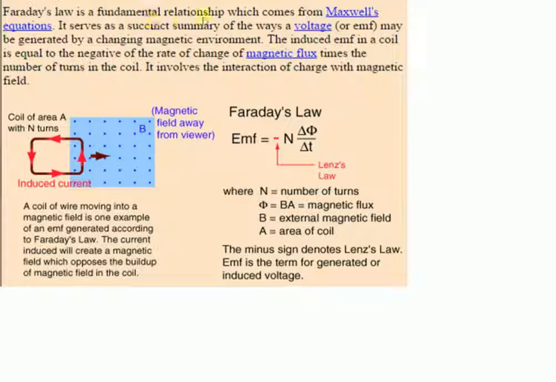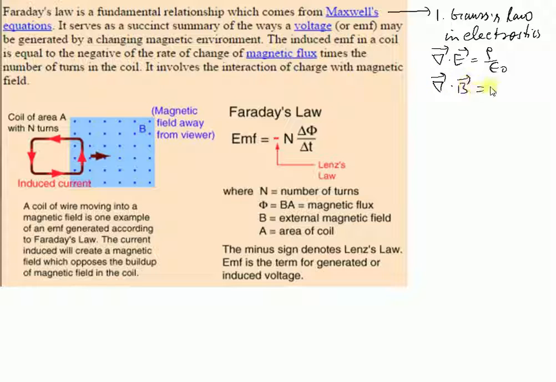Faraday law's fundamental relationship comes from Maxwell equations. Maxwell equations actually are the four fundamental laws, two in electrostatics and two in magnetism. One is known as Gauss law in electrostatics. That is the first equation of Maxwell, denoted in differential form by del dot E is equal to rho upon epsilon naught. Second is also Gauss law, but that is in magnetism, and that is denoted by del dot B is equal to zero.